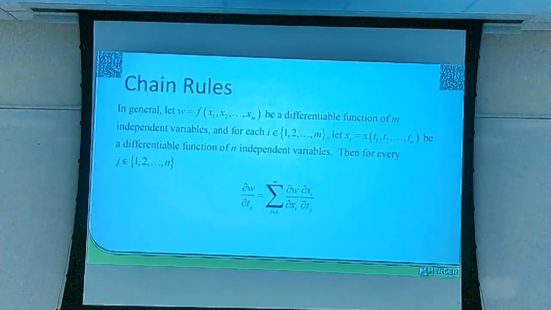And in general, this would be the general chain rule. W is a function of m variables, where each of those m variables are functions of n variables. Then W is differentiable with each of those n variables, the t sub i's. And the partial of W with respect to t sub j is that sum. So that's just in general.